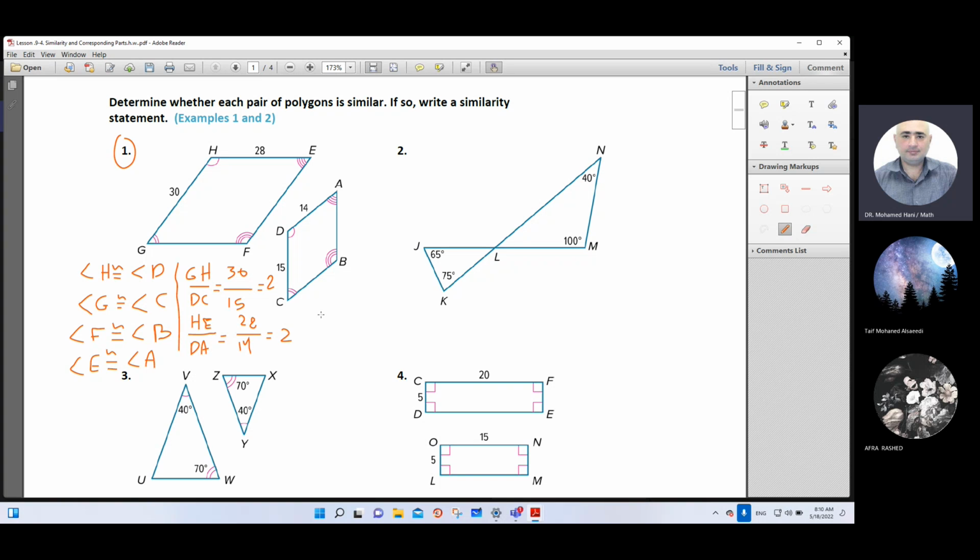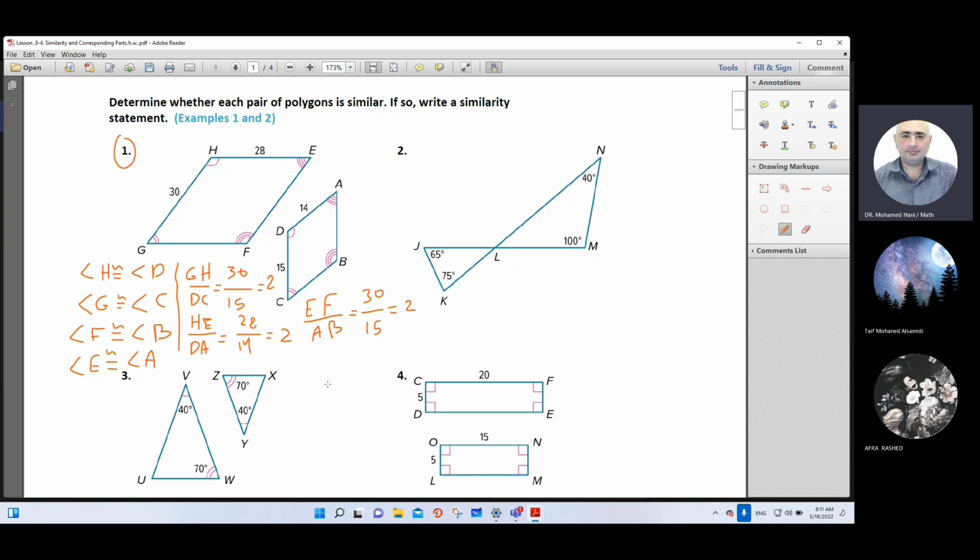Continue for the next side. If I take EF, what is the corresponding side of EF? It will be AB. What is the length of EF? EF is the same length as HG, so here 30. And AB is the same length as DC, here 15. So 30 divided by 15 will be 2.